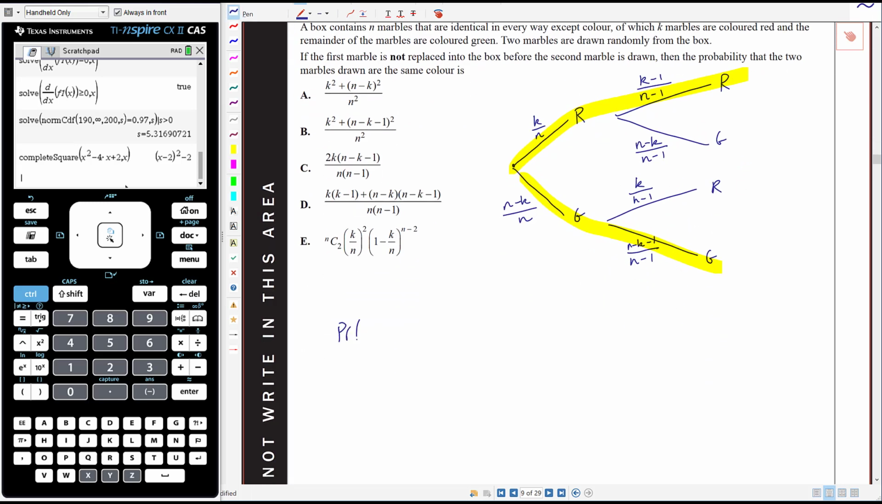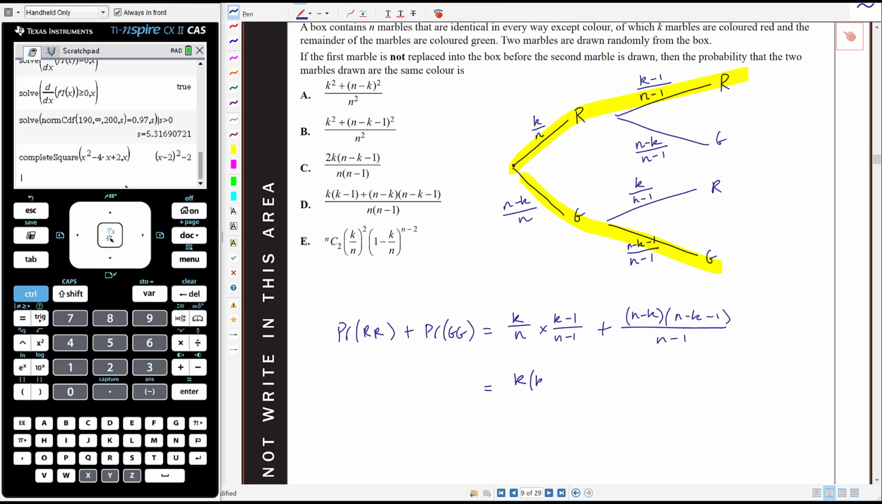Okay, so we want the probability of red red or the probability of green green, which means it's going to be k on n times k minus 1 on n minus 1, plus n minus k on n times n minus k minus 1 on n minus 1. I suspect that's pretty much D, just written with a common denominator. You might be able to see that from there.